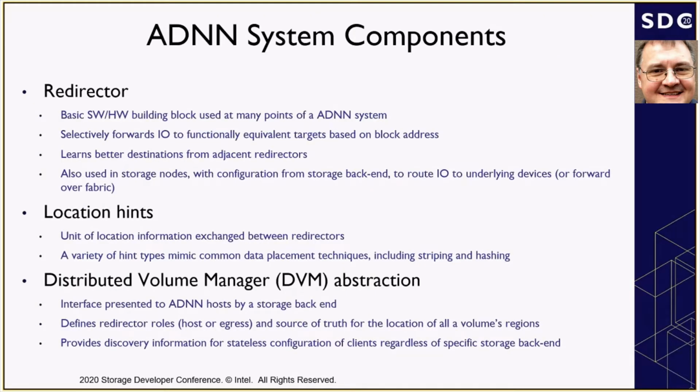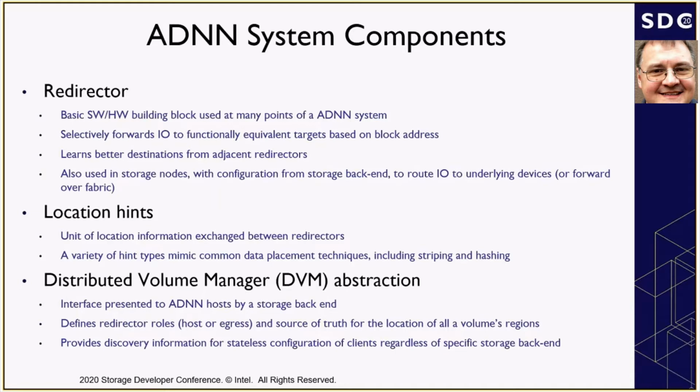So the components that make an ADNN system work are, of course, the redirector. This is a software or hardware building block that is reused everywhere in the system, meaning you'll have one in every host and one in every storage node. There's logically one redirector per namespace. It has state that's specific to that namespace. So there's maybe one instance of a redirector software there, but obviously there are multiple running instances of its state.